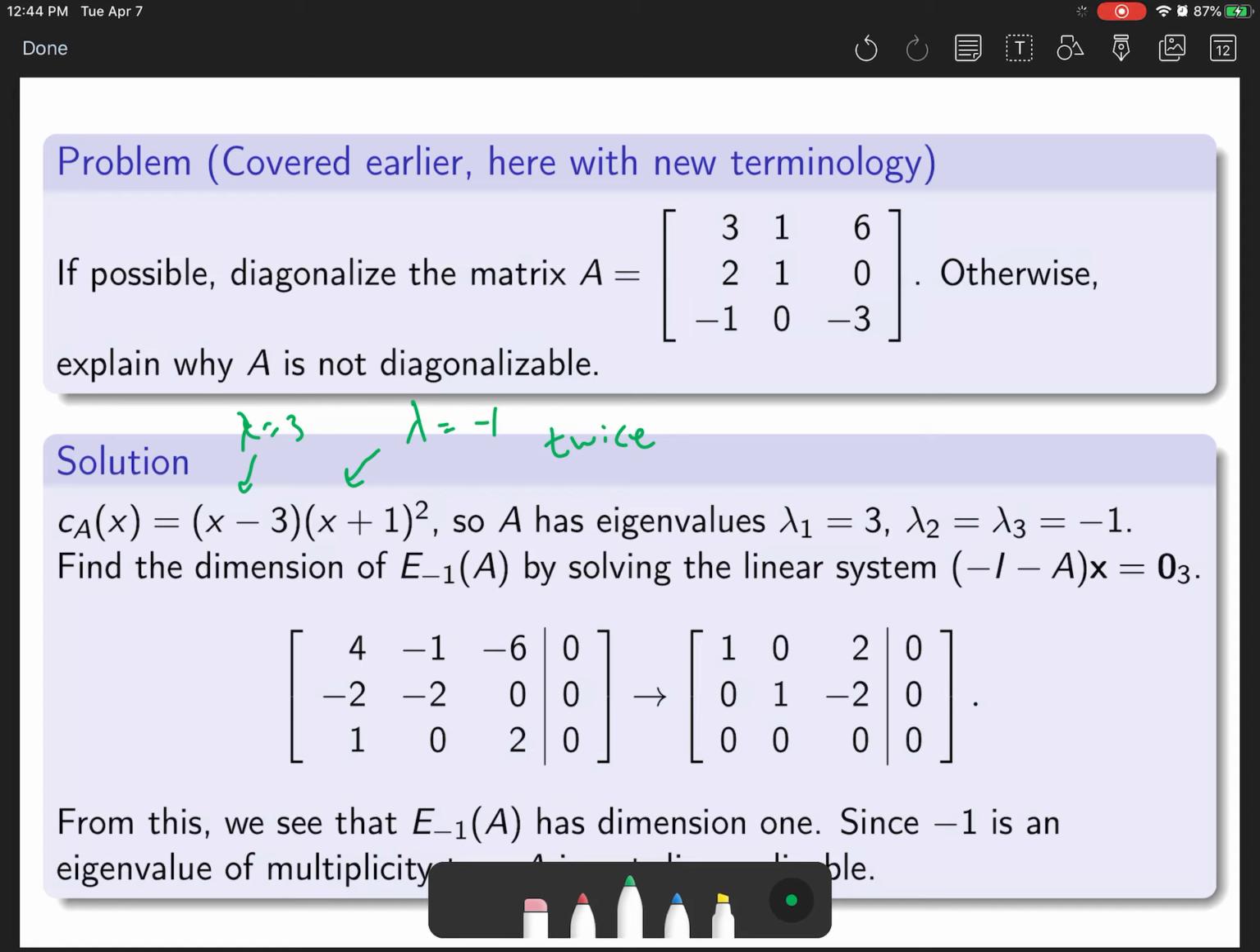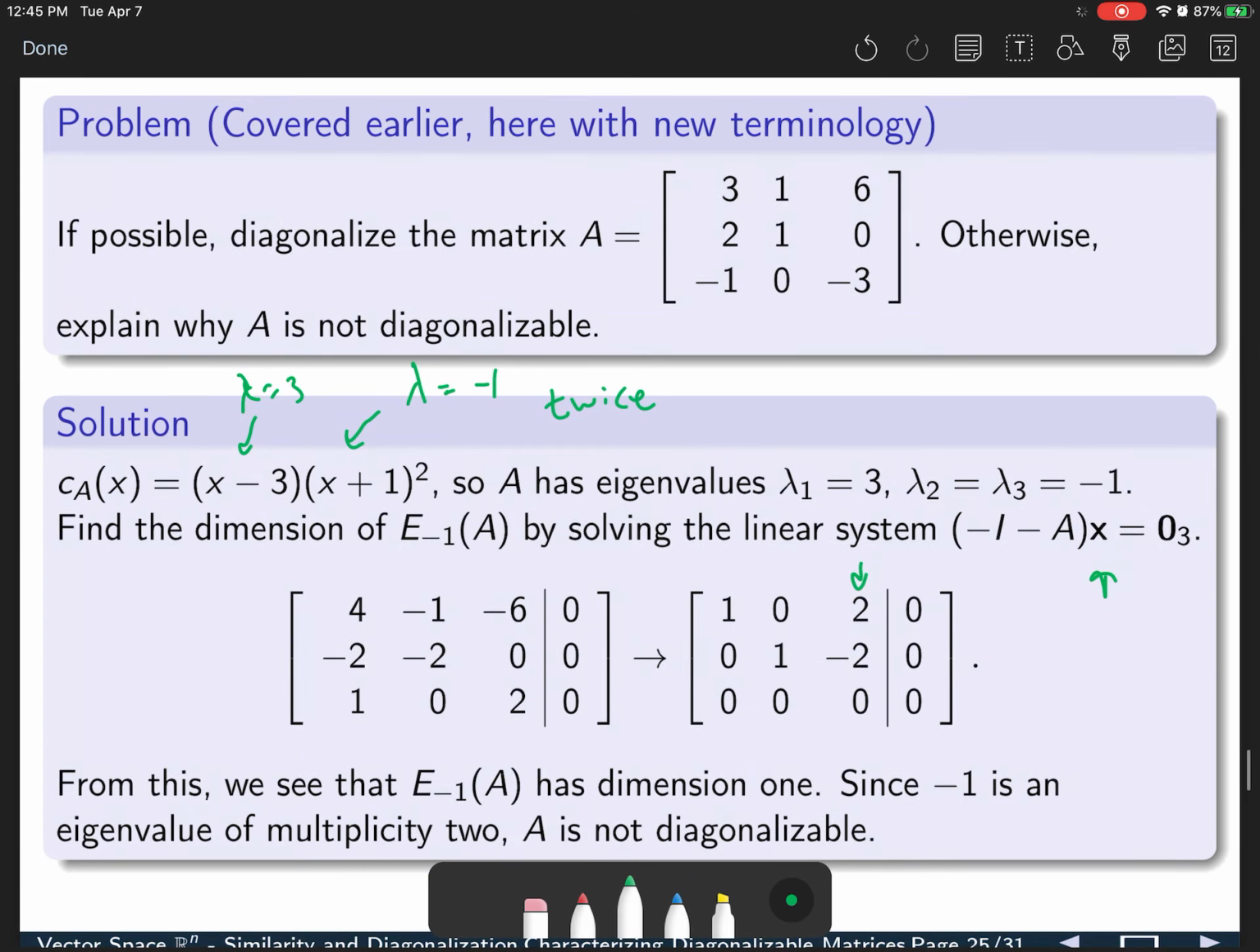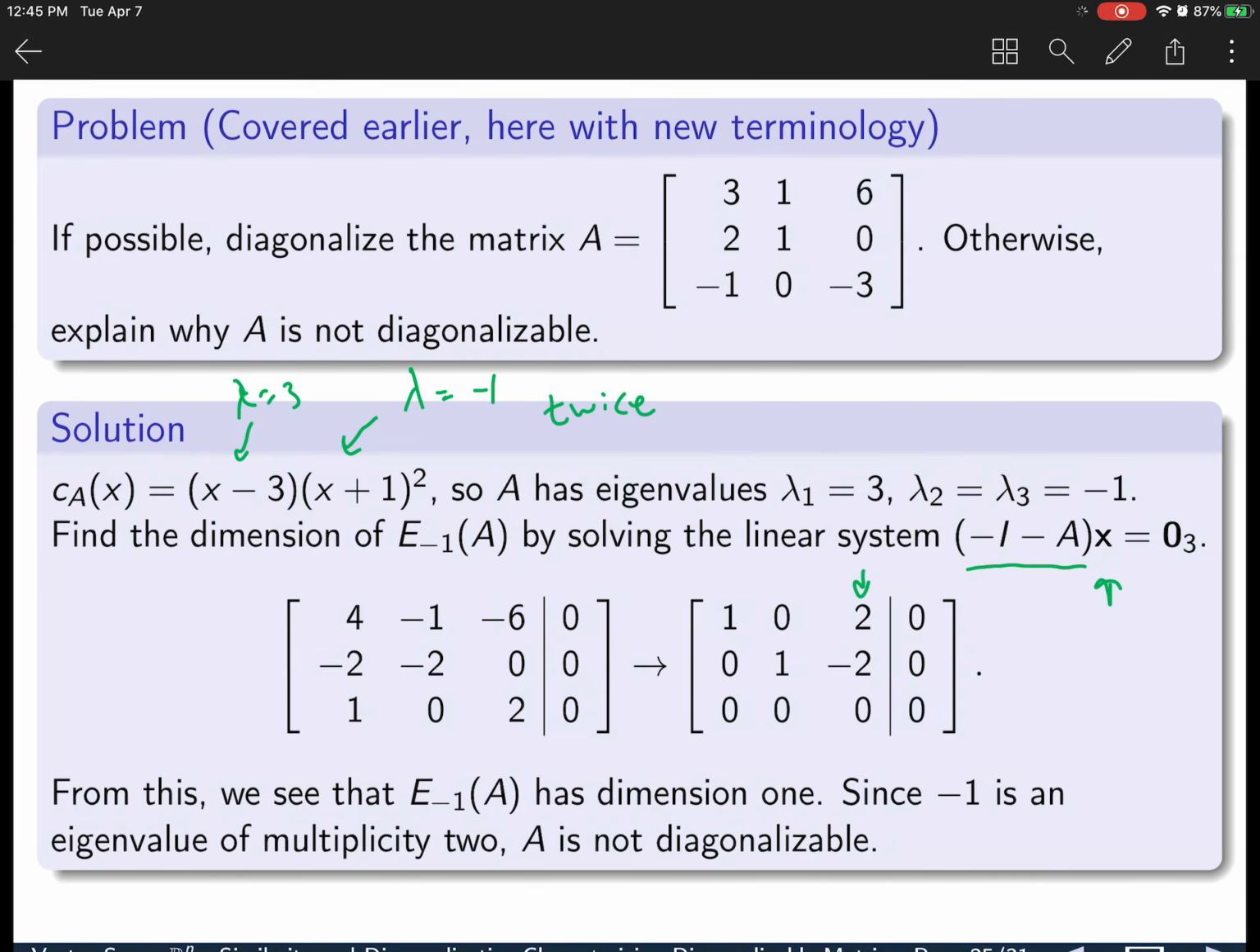And here, sadly, we only have one free variable, so we're only going to have one parameter. That means we're only going to have one vector in our parametric vector form of the solution to this homogeneous system. That means for this matrix, -I minus A, it only has a one-dimensional null space. And that's not big enough because lambda equals -1 is repeated twice. So this is not diagonalizable.